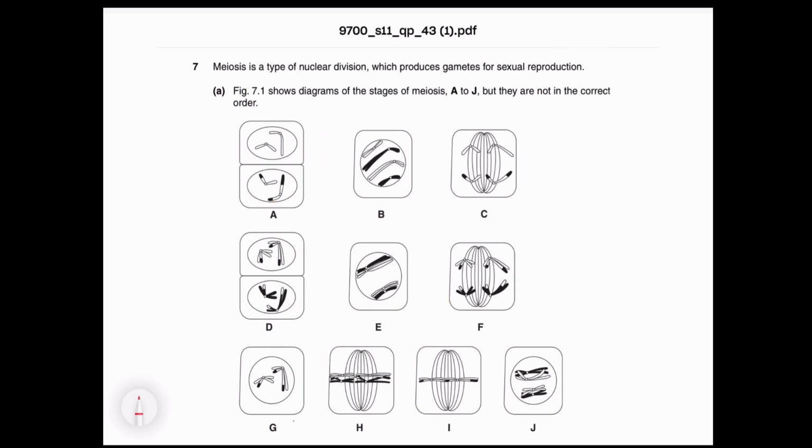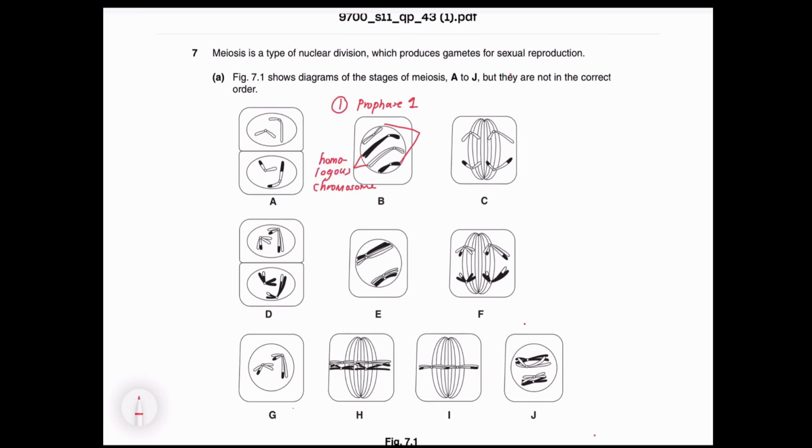So how do we identify prophase 1? As we know that during prophase 1, homologous chromosomes will actually pair up. So we're going to start with B, where you can see that chromosomes exist in a pair, where you can see 2 long chromosomes and 2 short ones. And homologous chromosomes are actually having the same genes at the same locus.